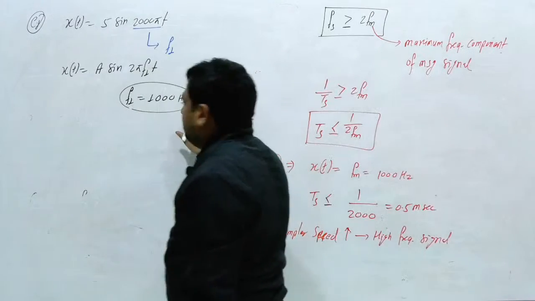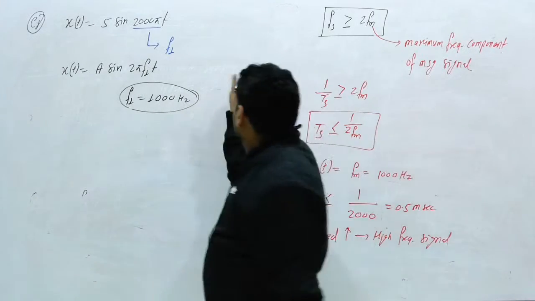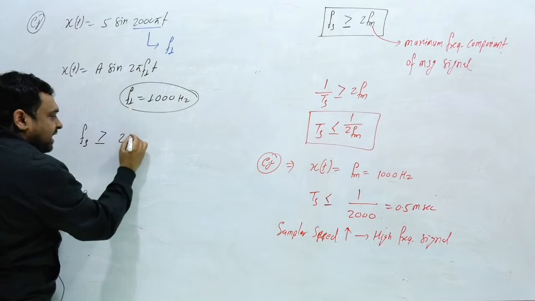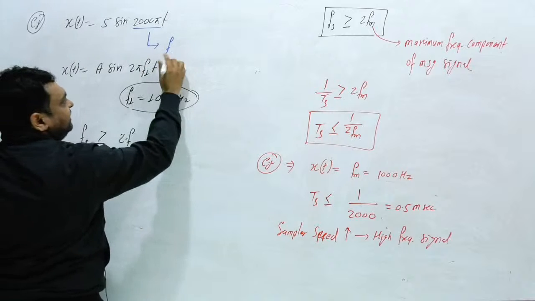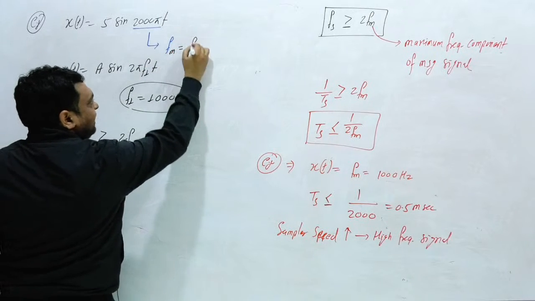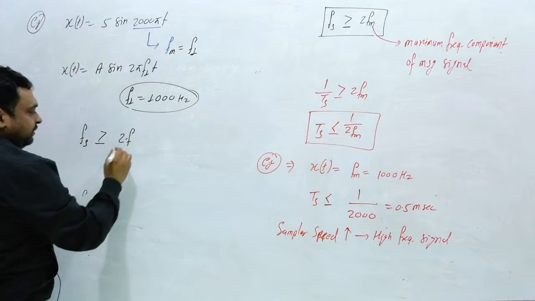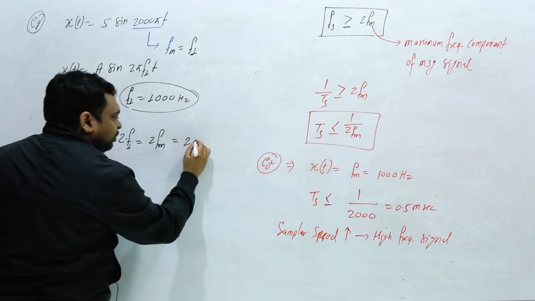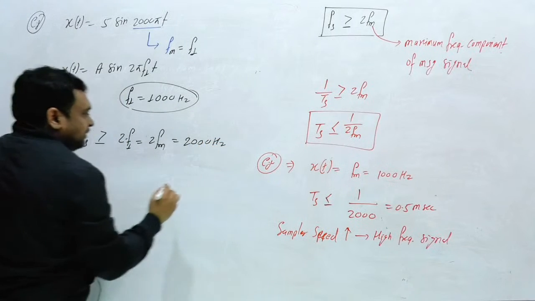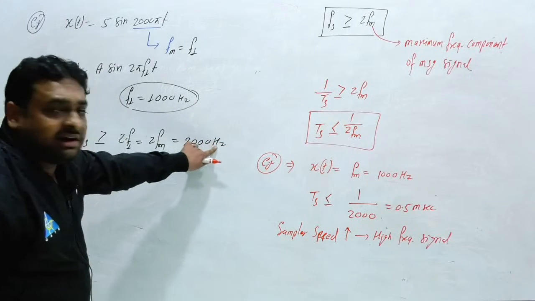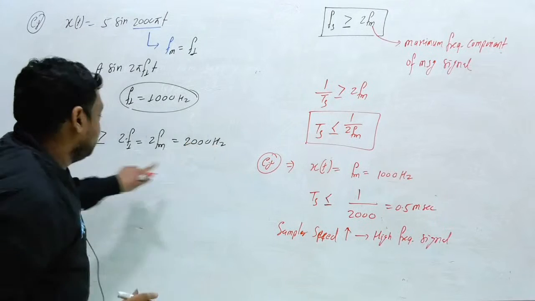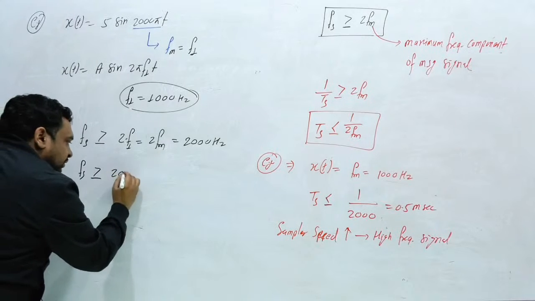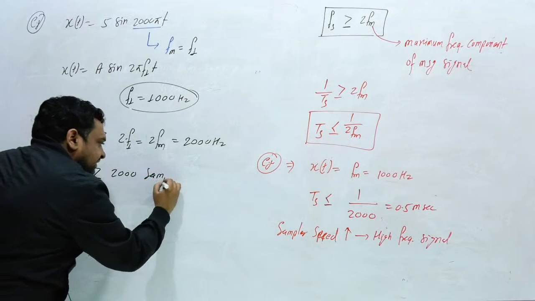So if you are considering this as the maximum frequency component, what should be the fs? Fs should be greater than or equal to twice of fm, the message signal frequency, and this is only the single frequency f1, so twice of f1 or twice of fm. What answer will you get? 2000 hertz. And how can you write this? You don't say hertz here, you say samples per second. So fs should be greater than or equal to 2000 samples per second.